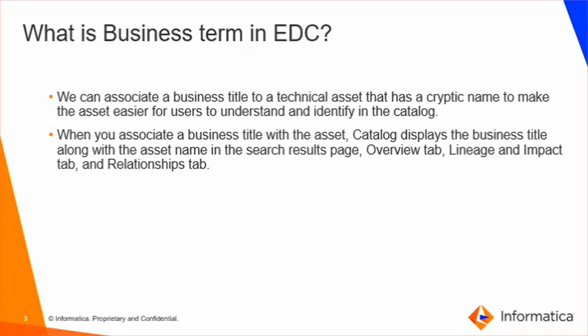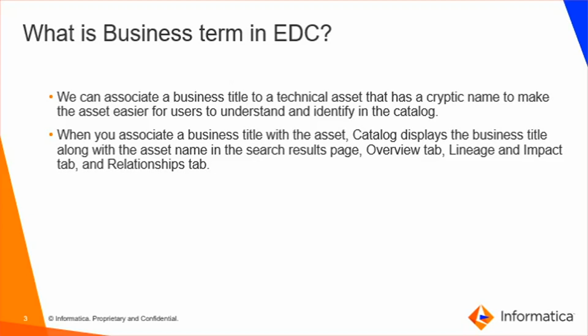First, let's have a look at what a business term is. We can associate a business title to a technical asset that has a cryptic name to make the asset easier for users to understand and identify in the catalog. Let's consider an example. Say you are a data steward and you know that table S_DT contains sales details. You want the other stakeholders in the catalog to know that the table contains sales details. To achieve this goal, you can associate a business title called sales details with the table.